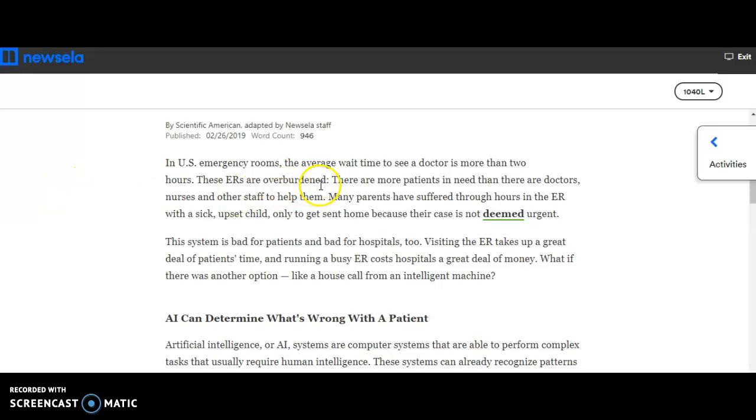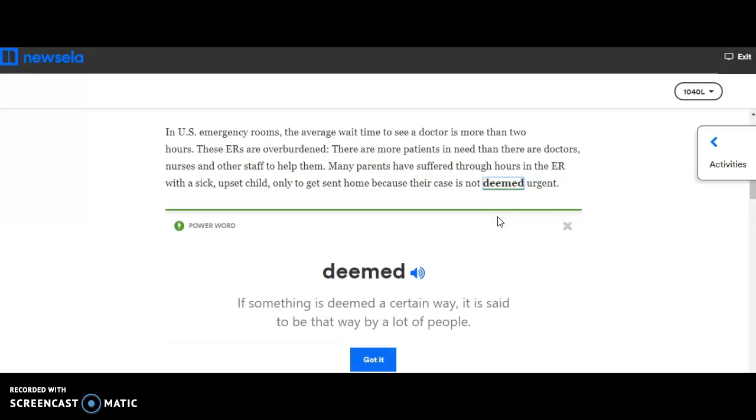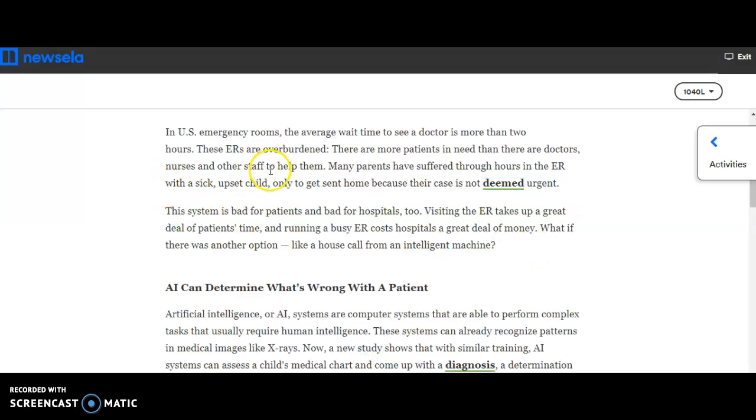In U.S. emergency rooms, the average wait time to see a doctor is more than 2 hours. These ERs are overburdened. There are more patients in need than there are doctors, nurses, and other staff to help them. Many parents have suffered through hours in the ER with a sick, upset child, only to get sent home because their case is not deemed urgent. Now, if you don't know what the word deemed means, all you have to do is click on it, okay? And you can click here to get it sounded out, and then you can read the short explanation of the definition. So deemed means if something is deemed a certain way, it is said to be that way for a lot of people. You click got it, and you can move on.